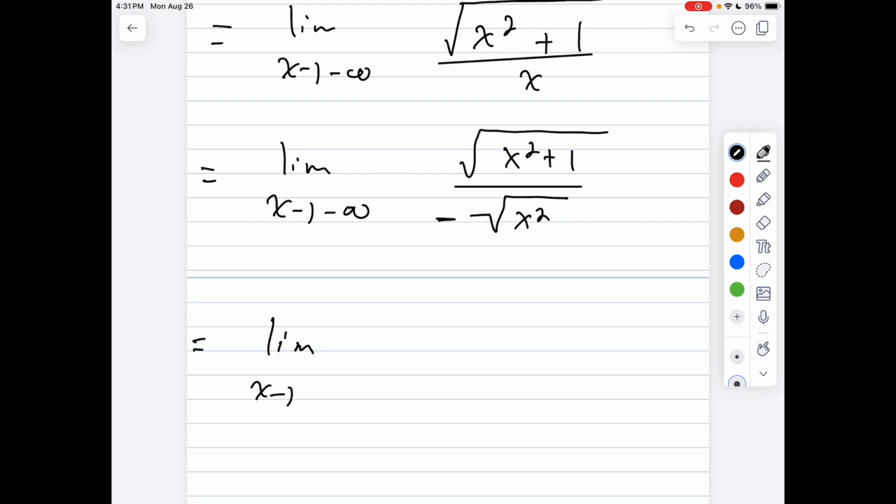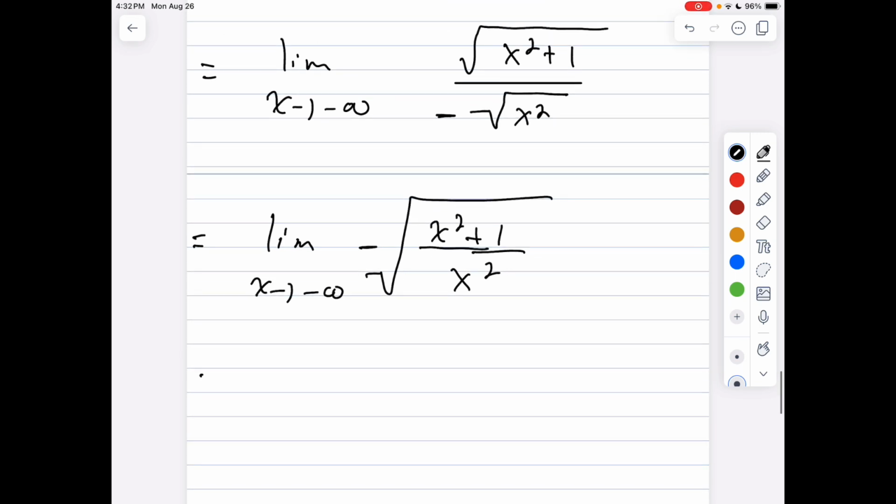Okay, all right. I'm going to rewrite this now as the square root of x squared plus 1, all over x squared on the inside. So I use that property now. I can rewrite everything with just one square root. And I am going to divide each part by x squared because we are allowed to do that.